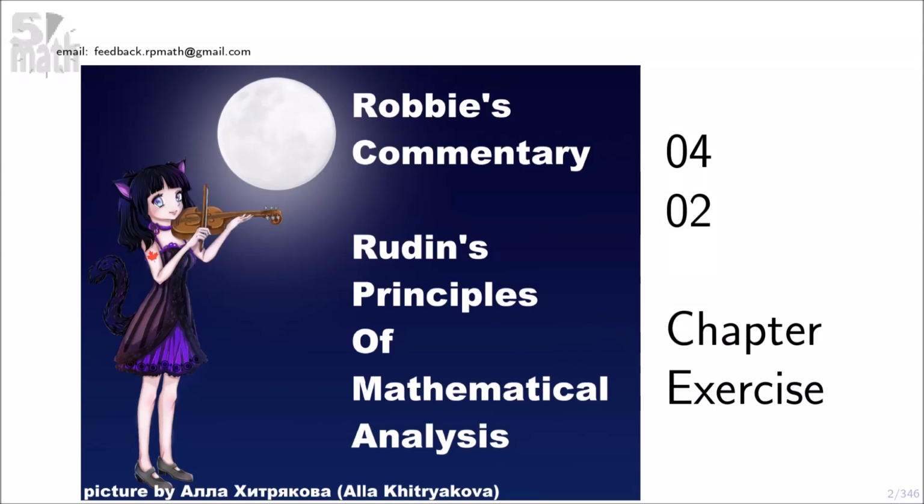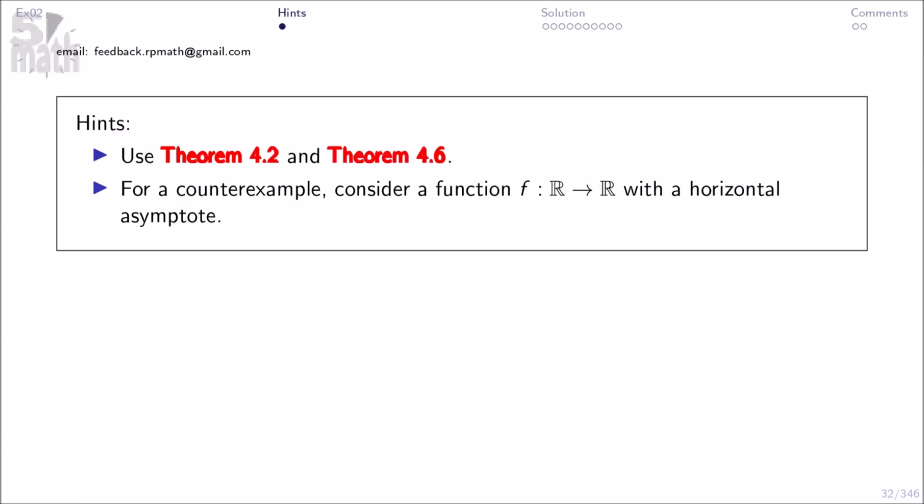Chapter 4, Exercise 2. Hints. Use Theorem 4.2 and Theorem 4.6. For a counterexample, consider a function here with a horizontal asymptote.